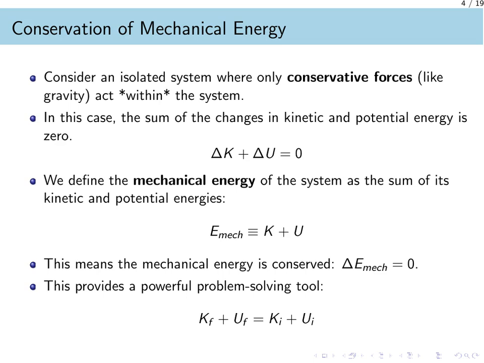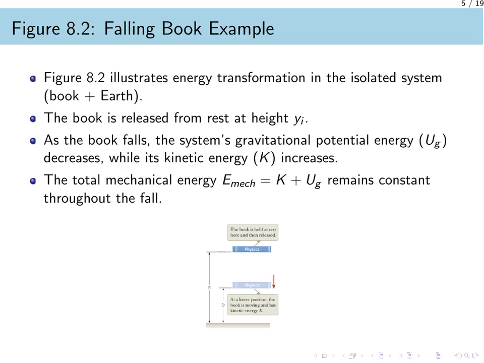We define the total mechanical energy of the system as the sum of its kinetic and potential energies. Since the total change is 0, we can say that the mechanical energy is conserved. This gives us a very powerful equation for problem solving. The final kinetic energy plus the final potential energy is equal to the initial kinetic energy plus the initial potential energy.